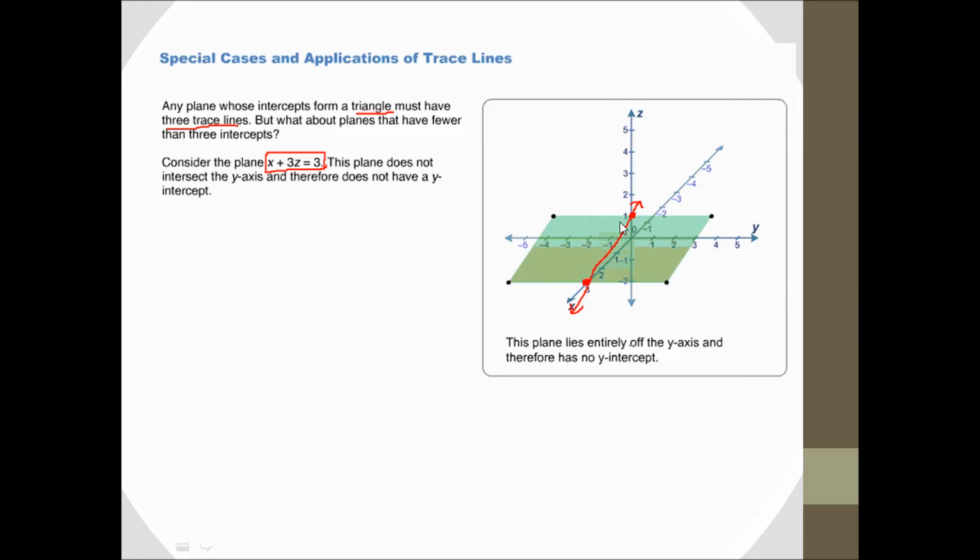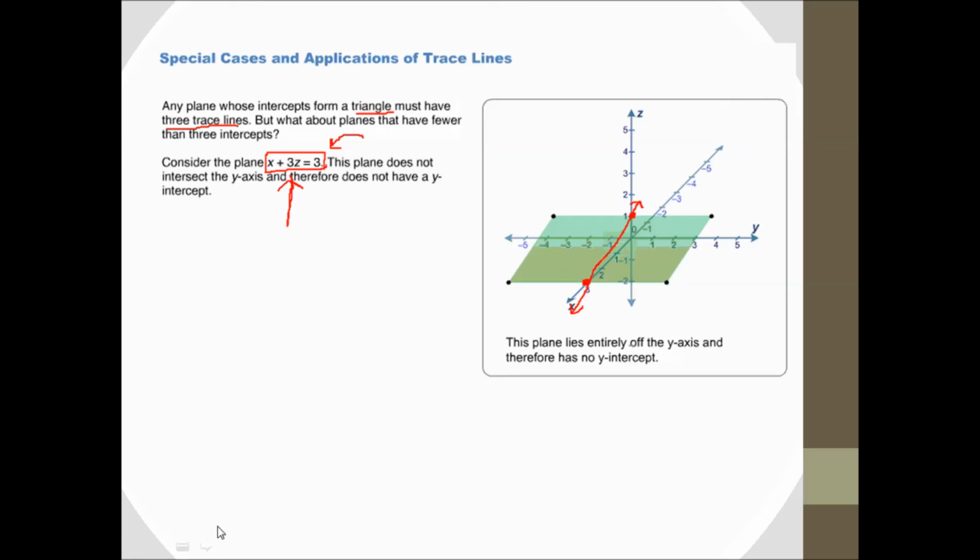A trace line is just a line drawn through intercepts. And then the equation of this line is actually still going to be the equation that was given because it does not have a y variable, so y is eliminated, and that's exactly this equation. Okay, so this is still going to be the plane that intersects the x and z axis. It just does not intercept the y axis.